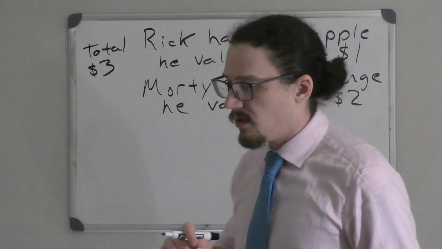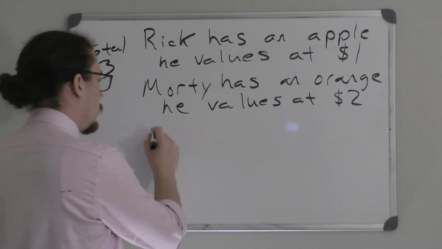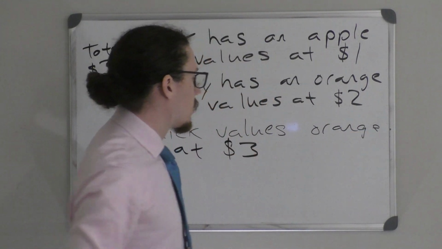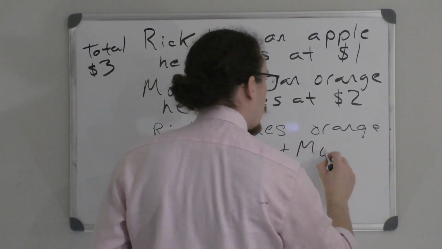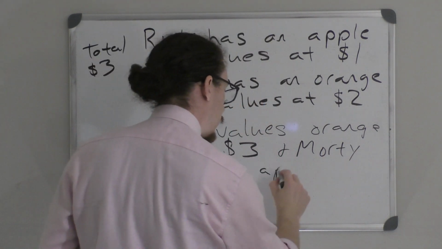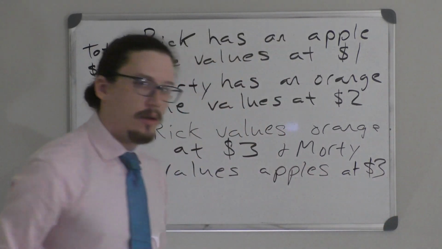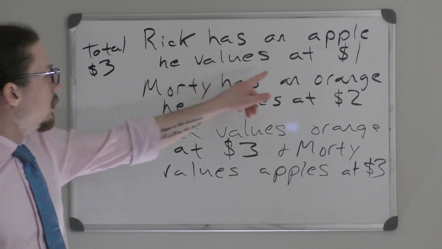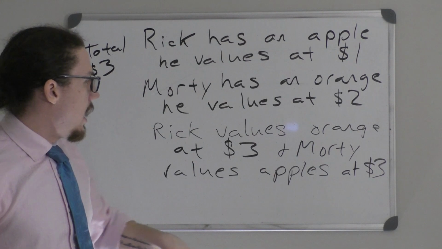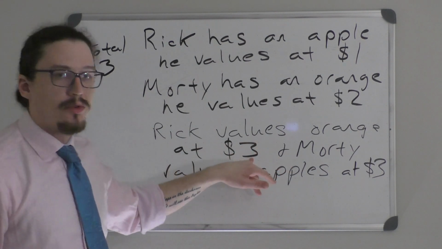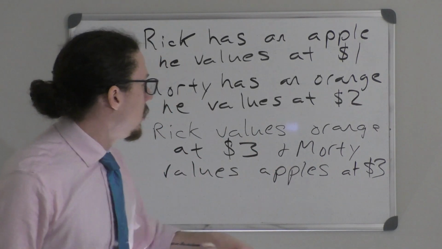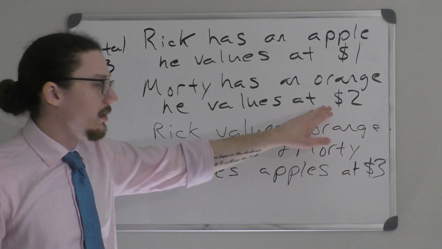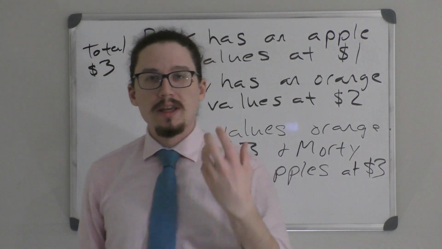But let's say that Rick values an orange at $3, and Morty values apples at $3. So now, what if they trade? Rick only values his apple at $1, but he values the orange at $3, so he would definitely be willing to trade an apple for an orange. Morty has an orange that he values at $2, but he values apples at $3, so he would also be willing to trade because he would increase his welfare by $1.